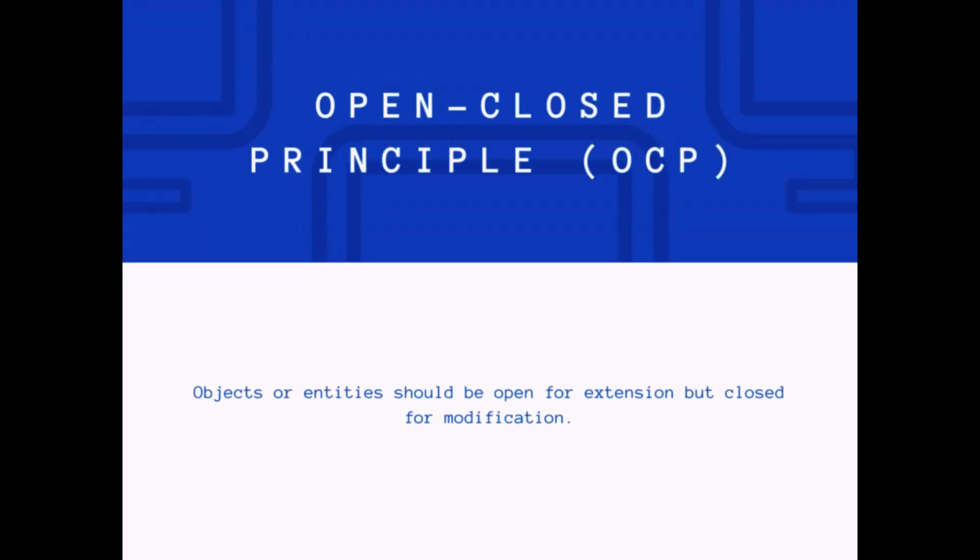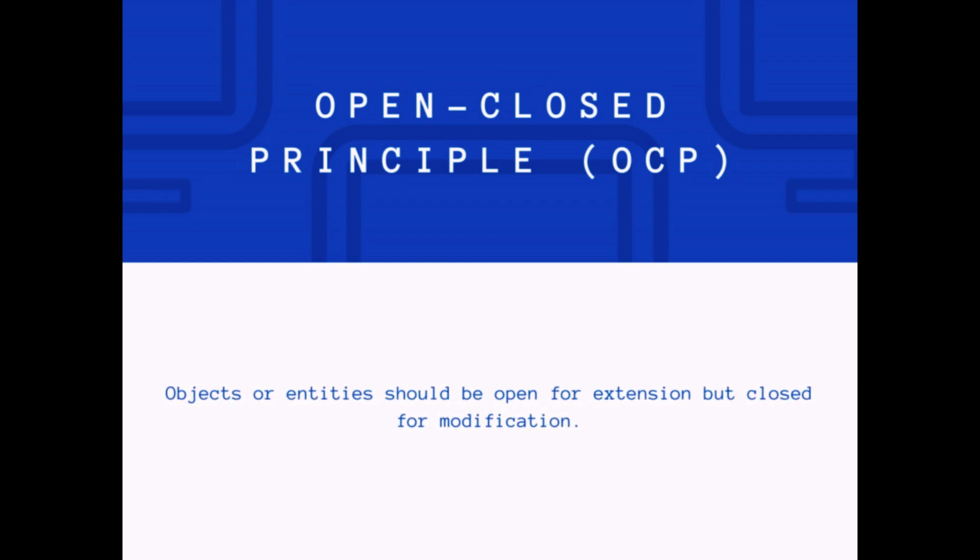The second principle is the Open-Closed Principle, or OCP. It states that software entities, classes, modules, functions, etc., should be open for extension but closed for modification. In simpler terms, we should strive to write code that can be easily extended without modifying the existing codebase.